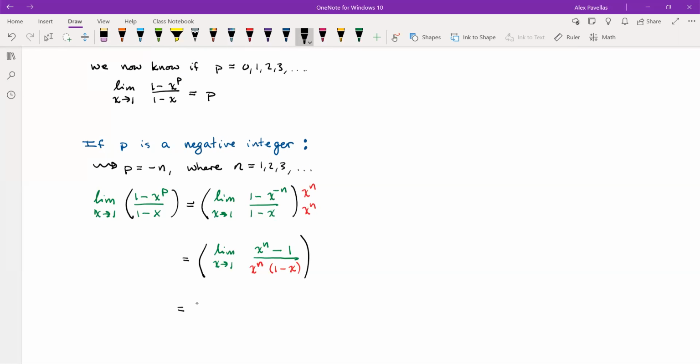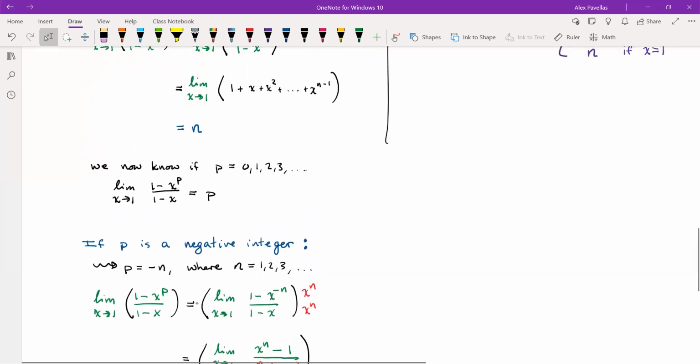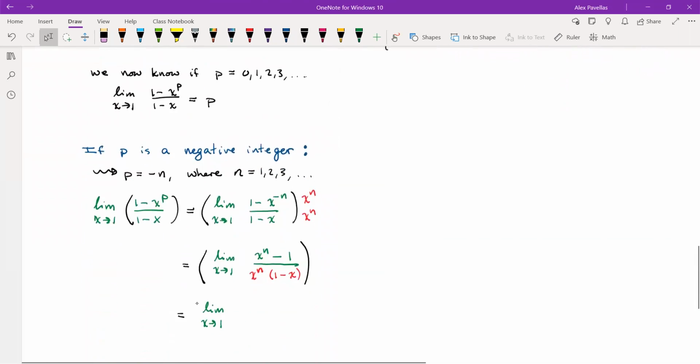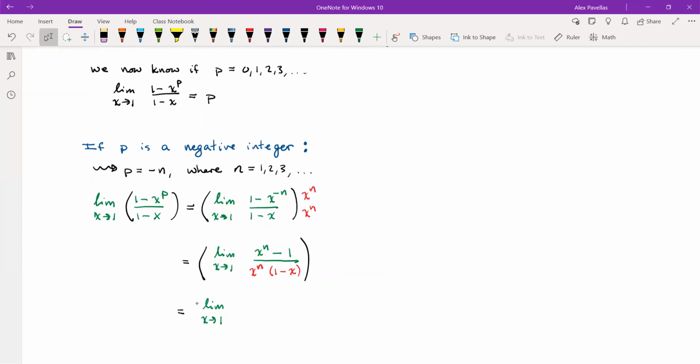And so we could say that this is the limit as x approaches 1. So now this x to the n minus 1 over 1 minus x, that's almost like this 1 minus x to the n over 1 minus x, except the sign is flipped on the numerator. So if we pull out a negative 1 there, we could have a first set of parentheses where we have negative 1 over x to the n, and then a second set of parentheses where we have 1 minus x to the n over 1 minus x. And the whole idea here is that this second set of parentheses we know is n.